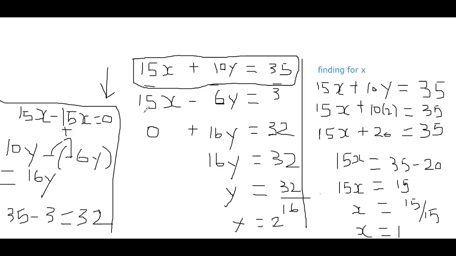Checking the next one now. 15 times 1. Always check to see if your answer is correct. 15 times 1 is 15. Subtract 6 times 2 is 12, right? So it's 15 subtract 12 is equal to 3, correct? Everybody's clear? Yes, sir. Right.